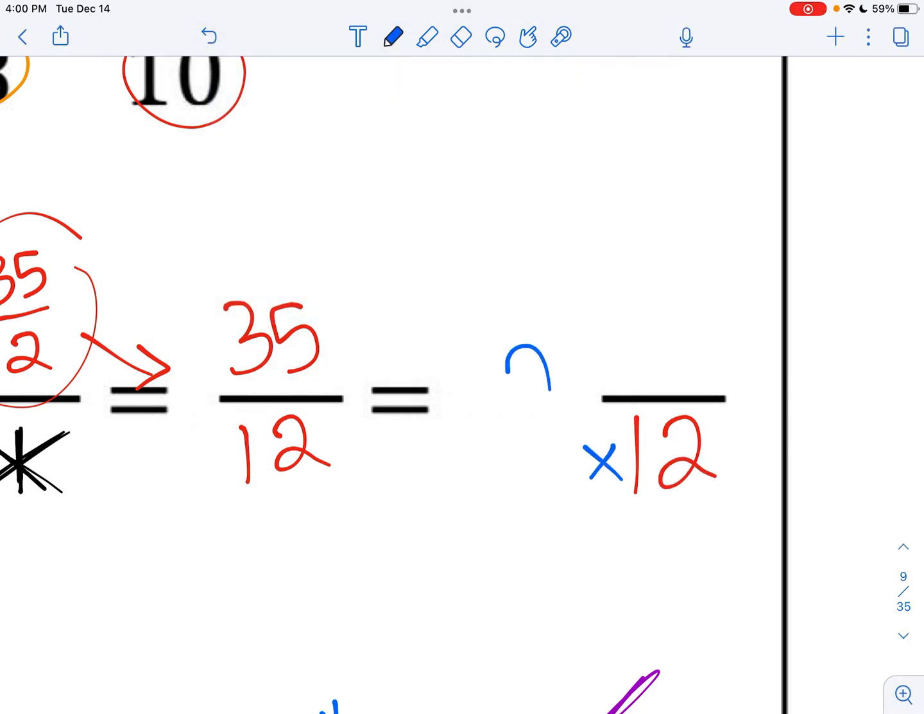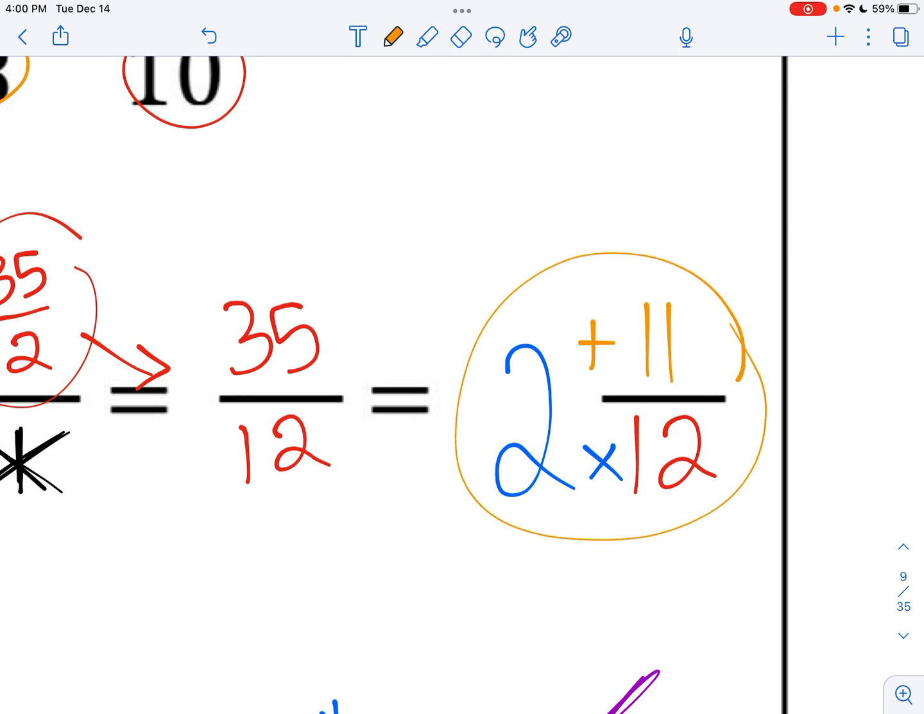12 times 2, because 35 divided by 12 gives me an answer of 2 in front. All right, so 12 times 2 is 24. And then I'm going to count up until I get to 35. So 24, 25, 26, 27, 28, 29, 30, 31, 32, 33, 34, 35. It's plus 11. This is my final answer.